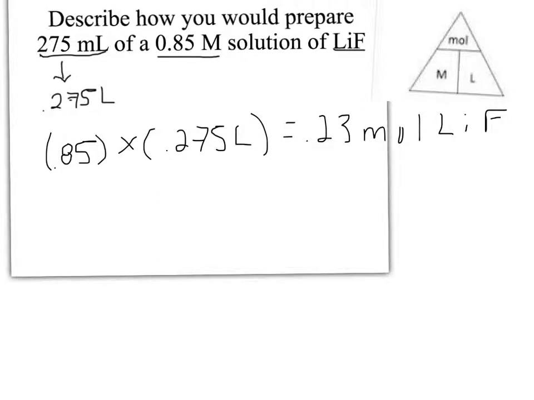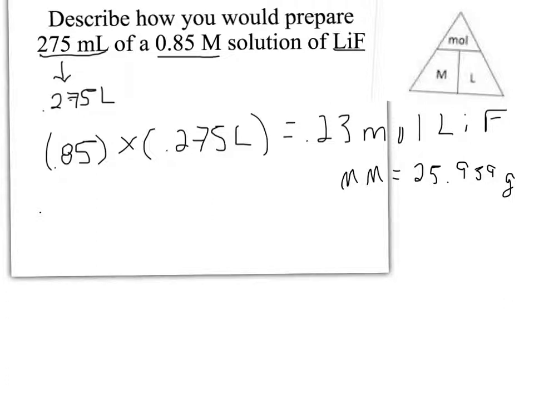Good. All right, so how can we figure this out? There's no scale in existence that can tell you this is this number of moles. That would be awesome, and it would make lab time much easier, but alas, we don't have that. So we're going to have to convert this to grams. The molar mass of lithium fluoride is 25.939 grams.